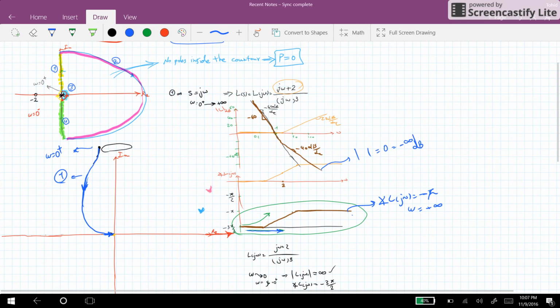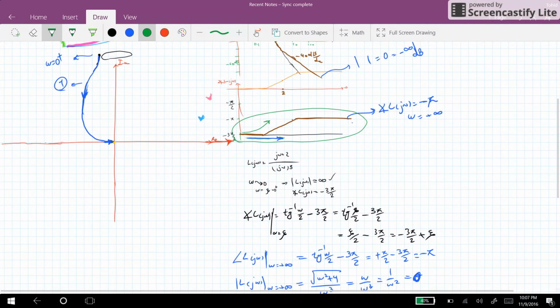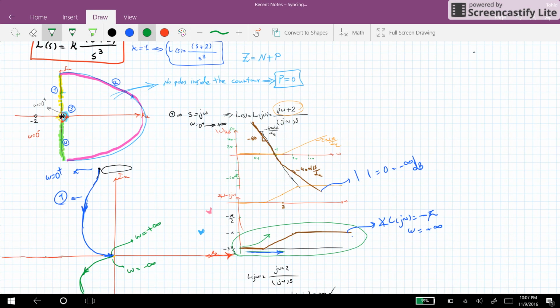We can now draw the Nyquist plot for segment number 4 as well, because we know that it's the mirror of segment number 1 with respect to the real axis. We will get something like this. So here we have omega equal to plus infinity, and then we have omega equal to minus infinity until omega equal to 0 minus. We can draw the Nyquist plot for the second segment.